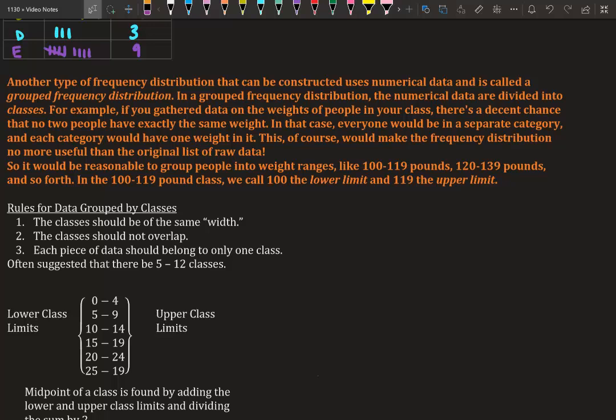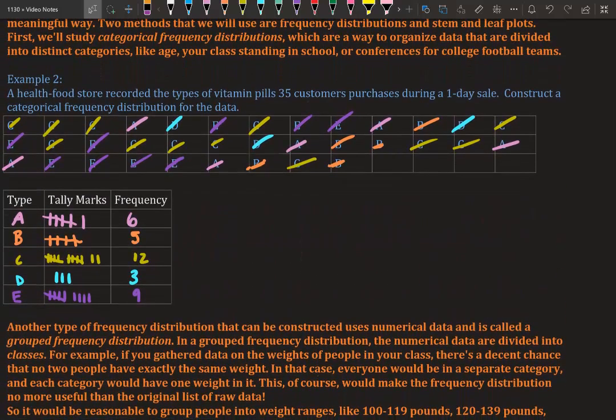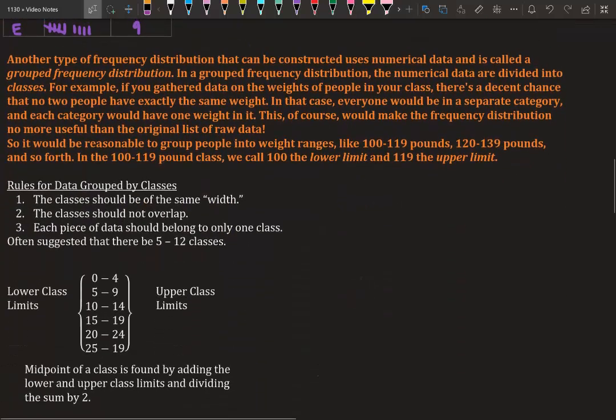So basically, it's not like the vitamins where you can only buy 5 types. Weight is infinite if you really think about it. There are infinite numbers in between every number. So you can't just say, okay, 6 people are 100 pounds, 5 people are 150 pounds. That's not how weight works. So we use something called classes. It would be reasonable to group people into weight ranges like 100 to 119 pounds, 120 to 139 pounds, and so forth. In the 100 to 119 pound class, we call 100 the lower limit and 119 the upper limit.